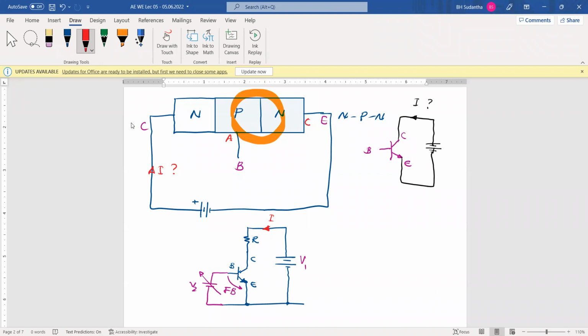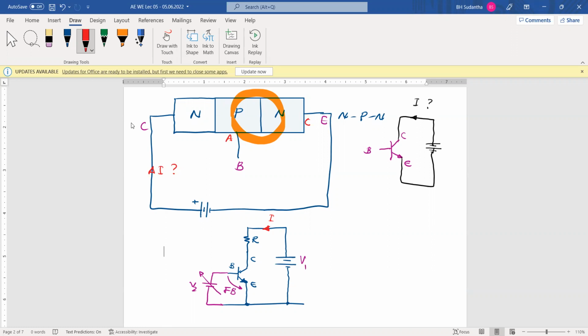Well, the first diode, the first junction, is reverse biased. Then it's not possible to send current, because the emitter to base junction, sorry, the first PN junction will be reverse biased. Because of that, we cannot send the current from collector to emitter.